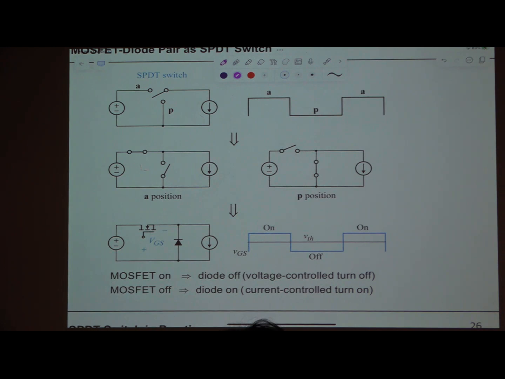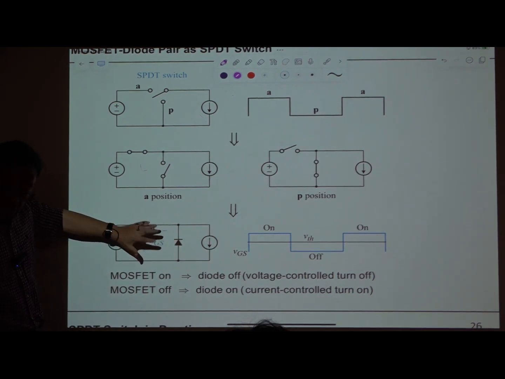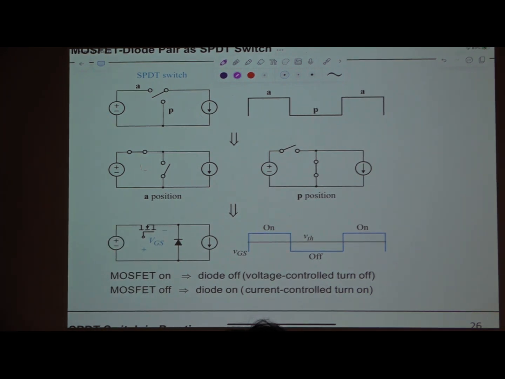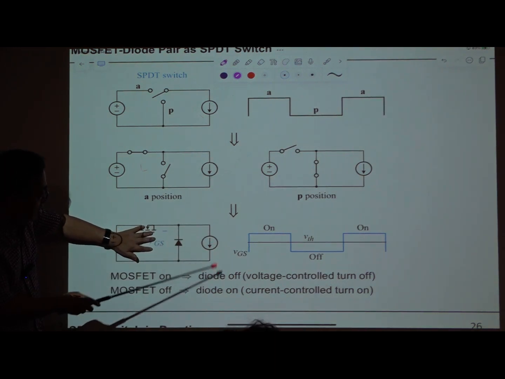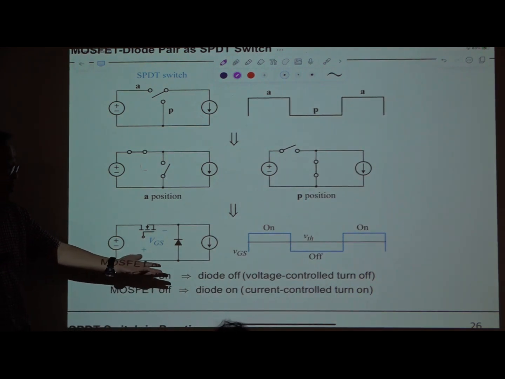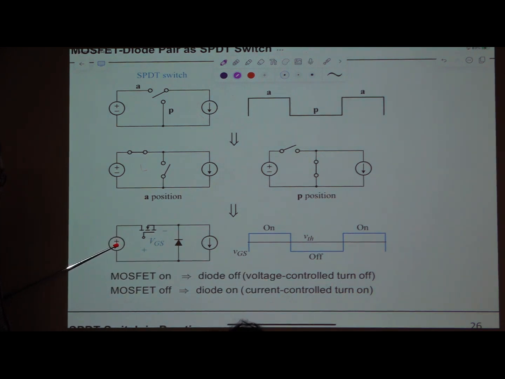So in all applications, in all the converters and practical applications, you will see this. There is one pair, or two pairs, or more pairs of MOSFET and diode in the circuit, and they should work as an SPDT switch. Otherwise, the converter is not working, or the application circuit won't work. Okay, so that is the basic idea. When the MOSFET is turned on, the diode is turned off by this reverse voltage. It's called voltage controlled turn off. When the MOSFET is turned off, this diode is turned on. It's called current controlled turn on. Okay, so the diode is turned off by this voltage source, and turned on by this current source. Right?